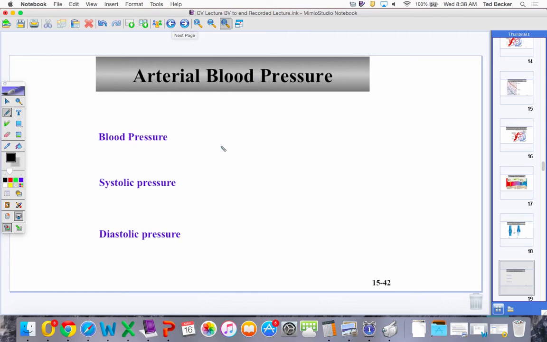Okay, so let's talk about blood pressure. Blood pressure is the force that's exerted against the inner walls of the blood vessels. So it's the force that the blood exerts against the inner wall of the blood vessels.